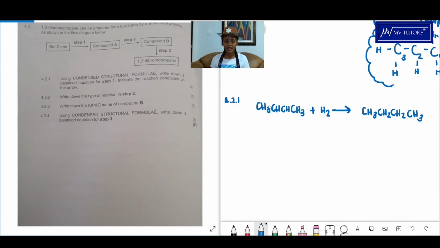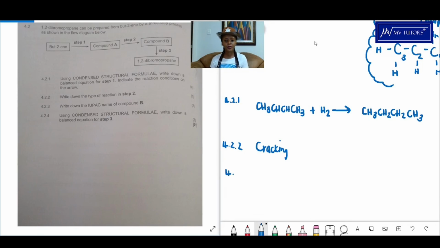And then write down a balanced equation. So how many carbons do we have? We have 4 carbons. How many hydrogen atoms do we have? We have 3, 6, 8, 10. Okay, cool. I'll come back to the reaction conditions, guys. Bear with me. Write down the type of reaction in step 2. So we said step 2, that would be cracking. I don't know if you remember, but it's basically cracking.